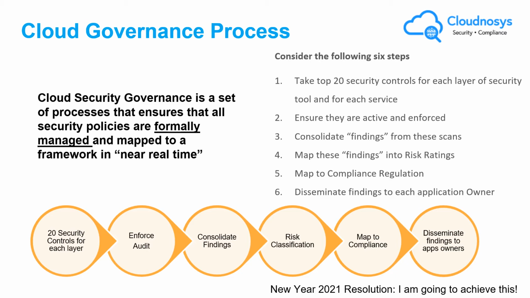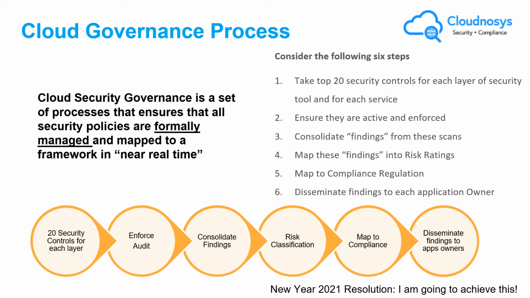So what if you took the top 20 security controls for each layer of security tool and for each cloud service? For example, I'm running S3 as a service in AWS, and I need to know what the top 20 security rules for S3 are. And I'm going to manage it, I'm going to run it. As step 2, I'm going to ensure that they're active and they're being enforced. That's important. So pick 20, and make sure they're active and enforced.